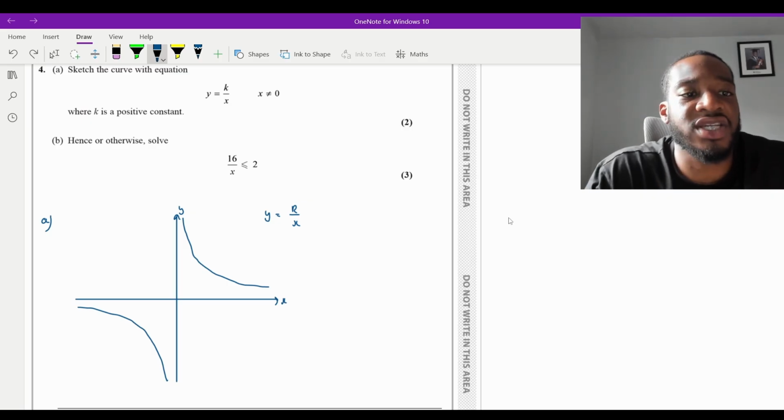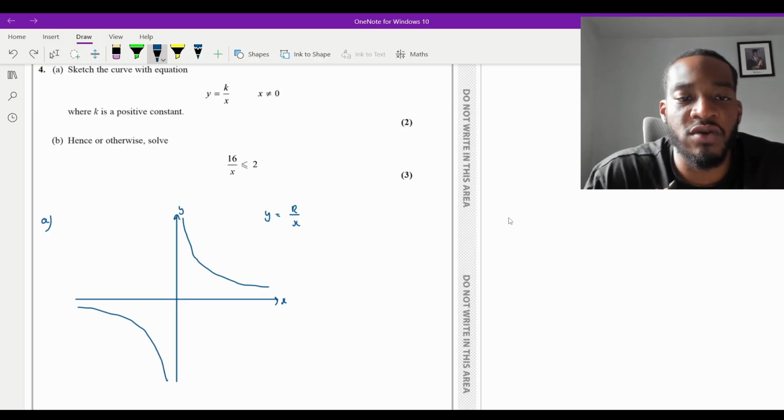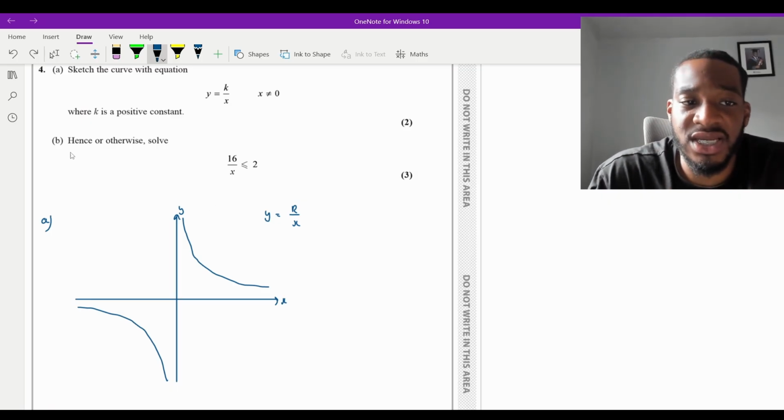And then part B says hence or otherwise solve 16 over x is less than or equal to 2 for 3 marks. Now you may be tempted to just solve this algebraically, but it's actually easy if you just visualize it, and it does say hence, so you should do something with part A.